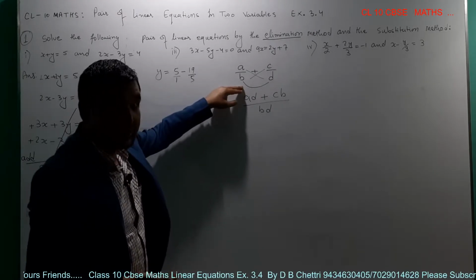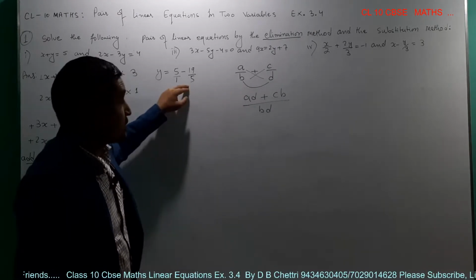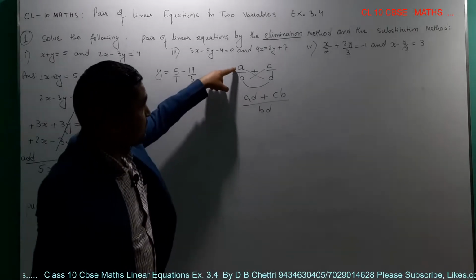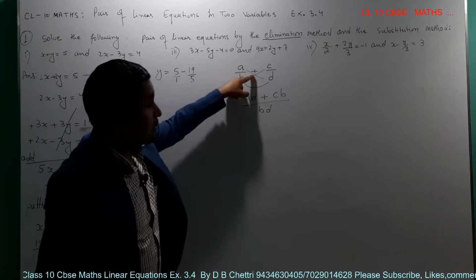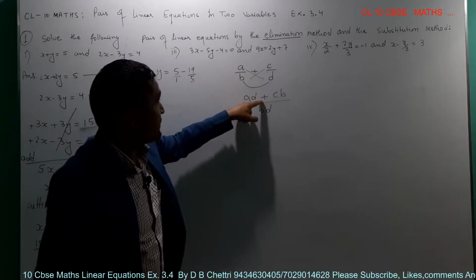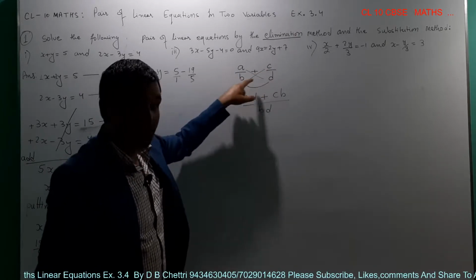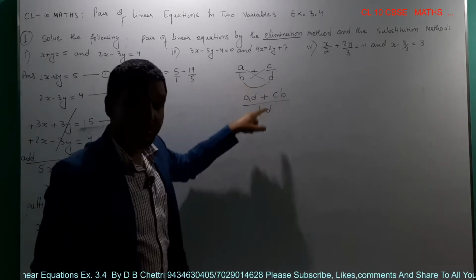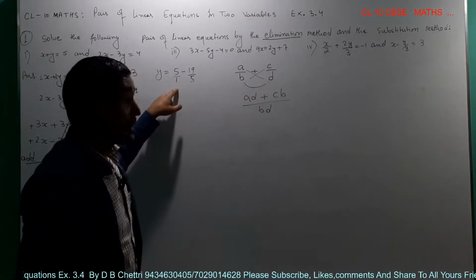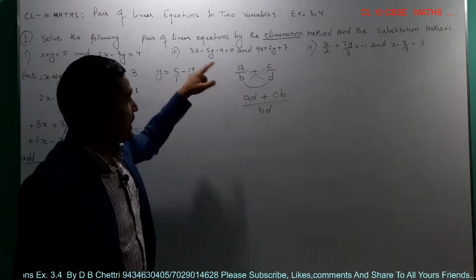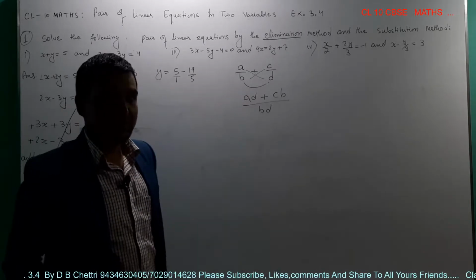The same logic or process will apply here to do the LCM. Cross multiplication: a multiply d, then whatever sign is there, copy the same, then c multiply b, and the denominator is the product of their denominators, b multiply d. The same method will apply here, and this method is called LCM by cross multiplication.